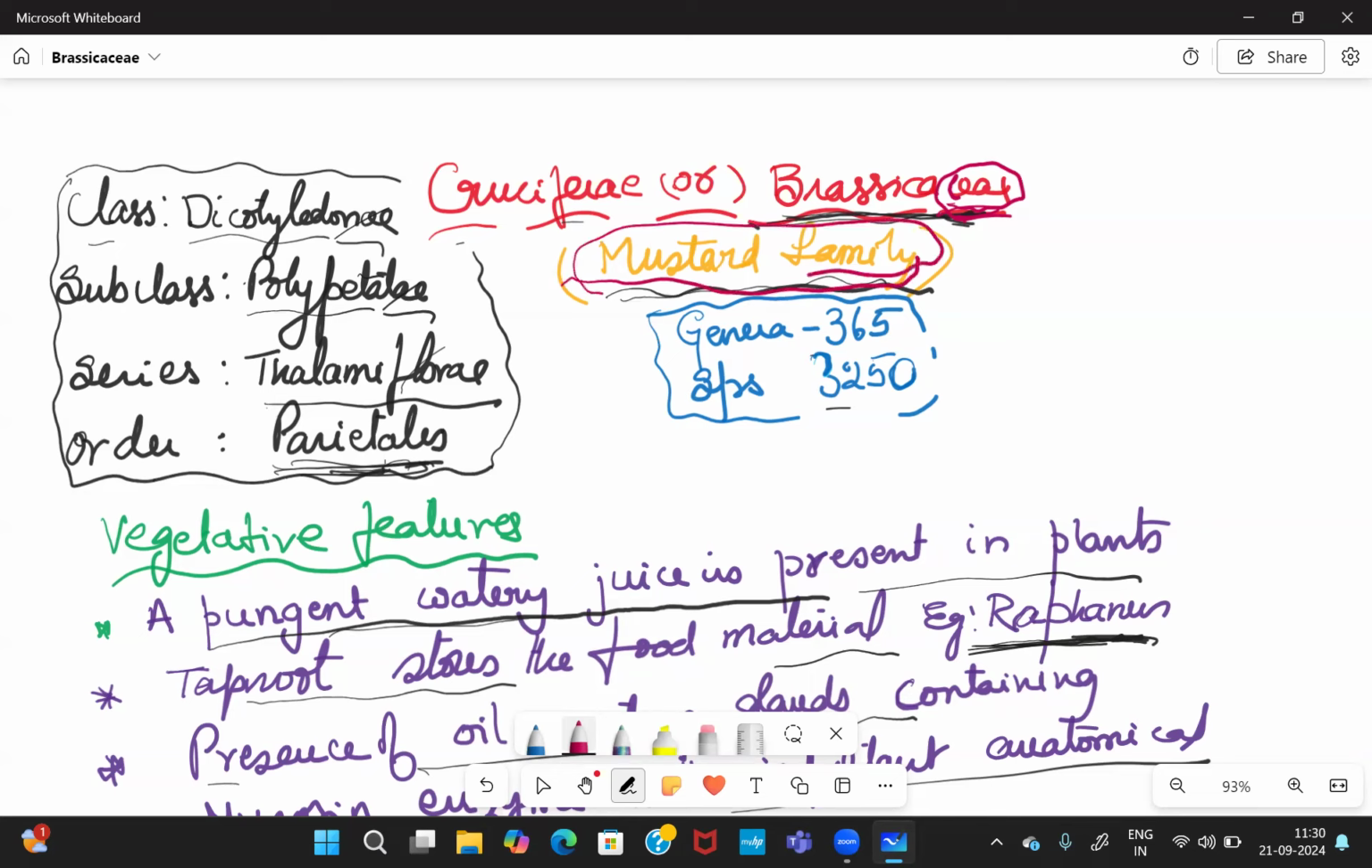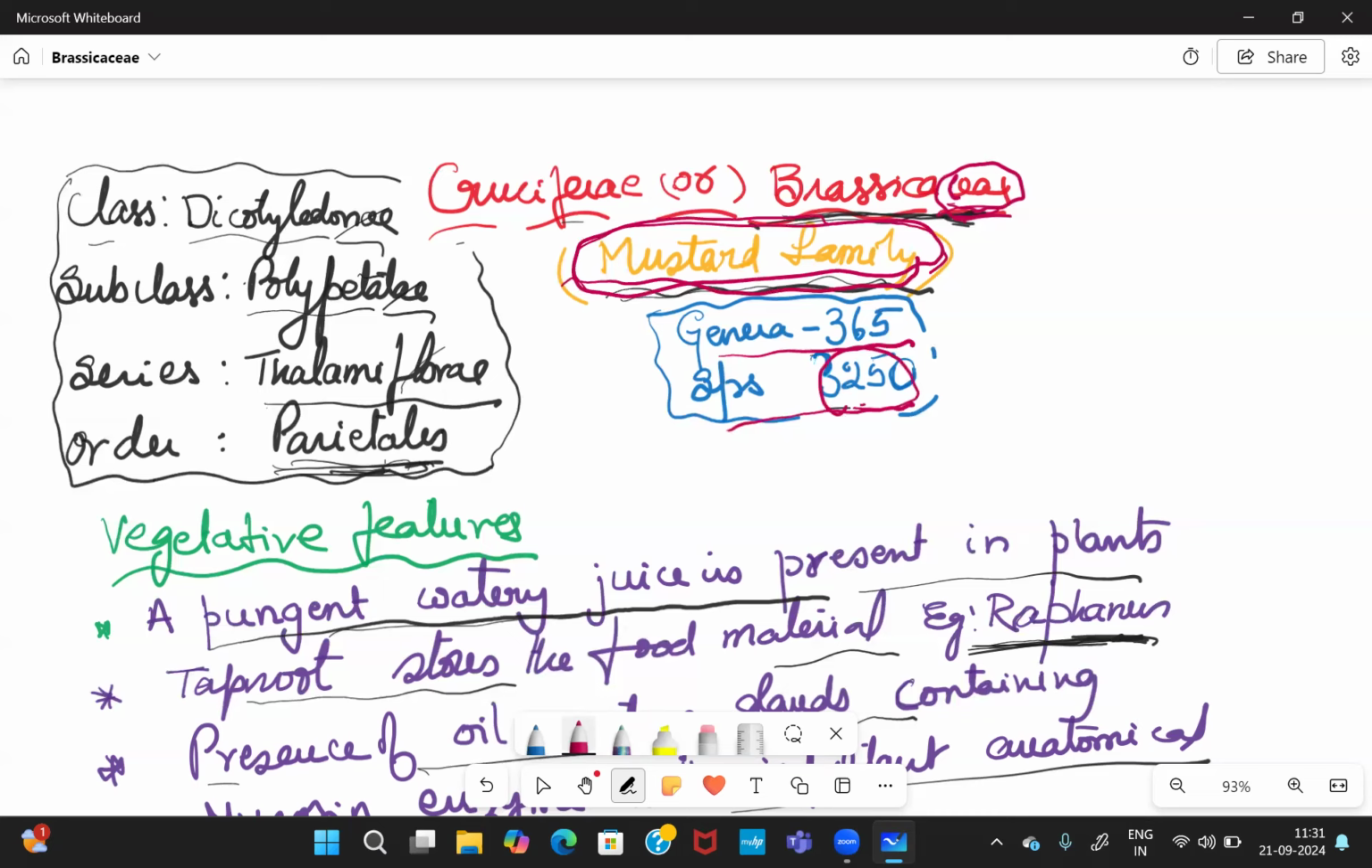Mustard, we know, we use while cooking as a spice. And it consists of 365 genera and 3250 species. Here we are going to see its classification, like Fabaceae. We have completed Fabaceae as well as Malvaceae.